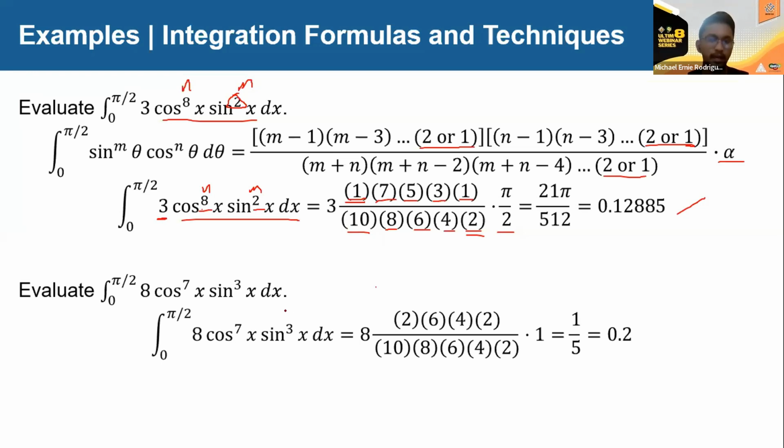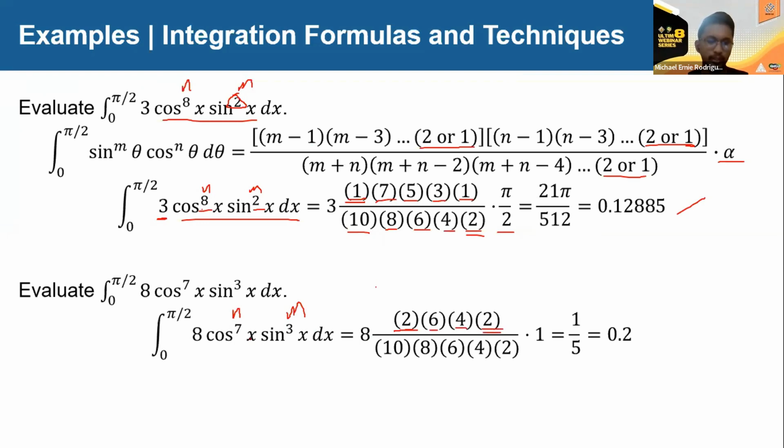So we have m is 3 and then 7 is yung n. So we have m minus 1. So start tayo doon, no? So 3 minus 1 is 2. Stop na rin kasi we reach 2 or 1. And then sa n, 7. 7 minus 1, 6. 7 minus 3, 4. And then 7 minus 5 is 2. Okay, we reach 2. So stop tayo dyan.